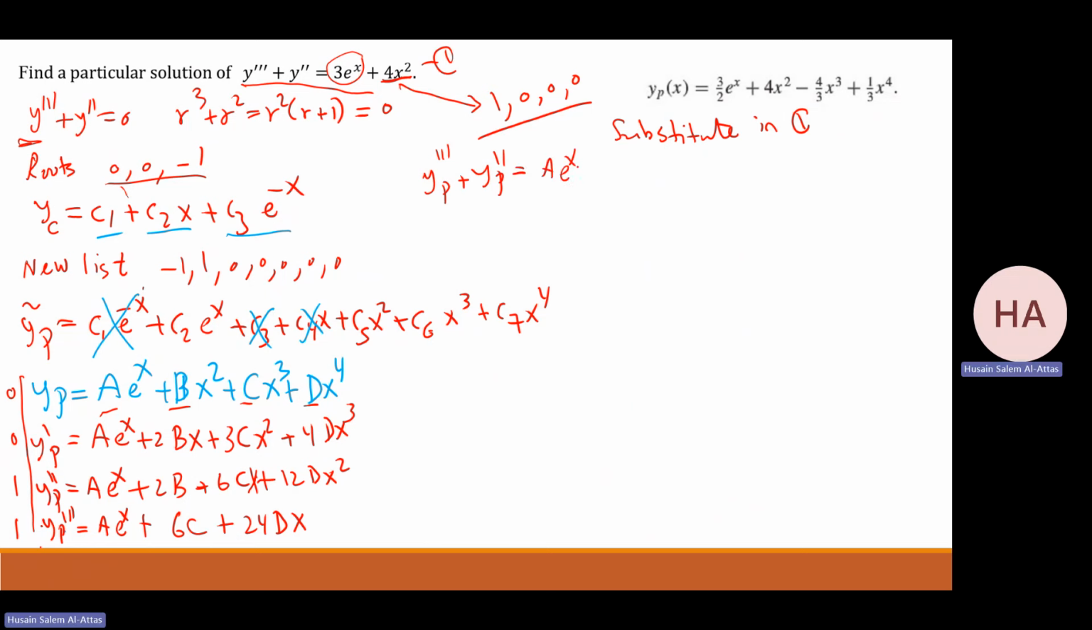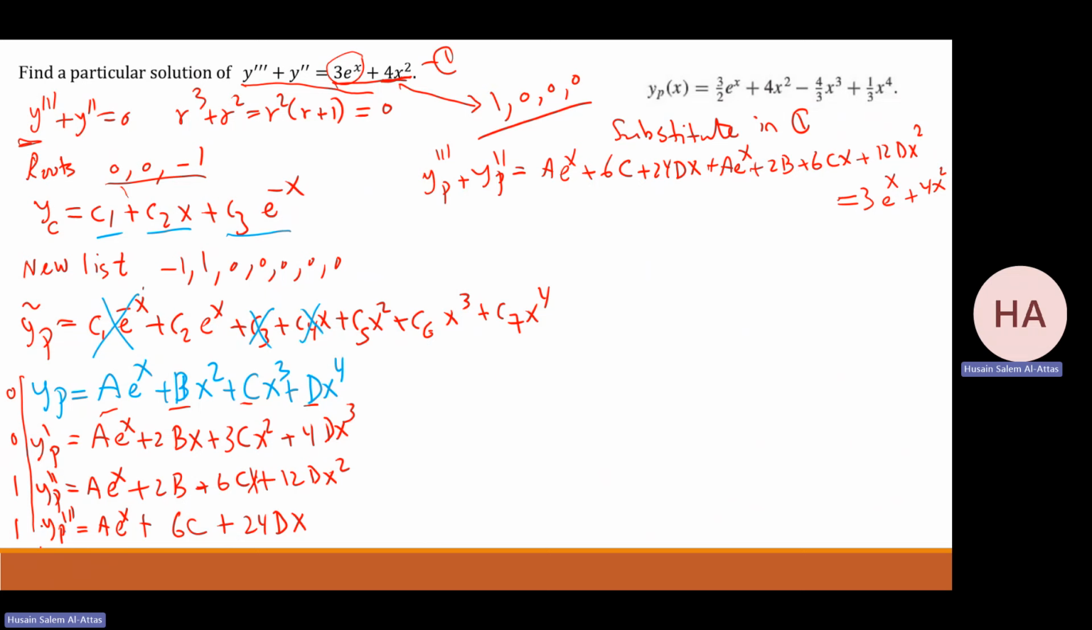That will be (a x plus 6c plus 24d)x, plus (a x plus 2b), plus 6cx plus 12dx squared. That should be equal to 4x squared. So now I need to check the coefficient of e to the power x. Not only 4x squared, sorry. That should equal 3e to the power x plus 4x squared, which is the right-hand side.